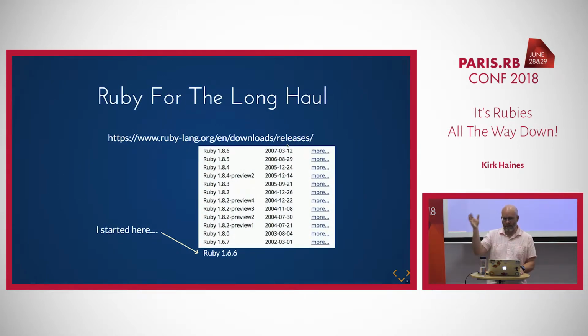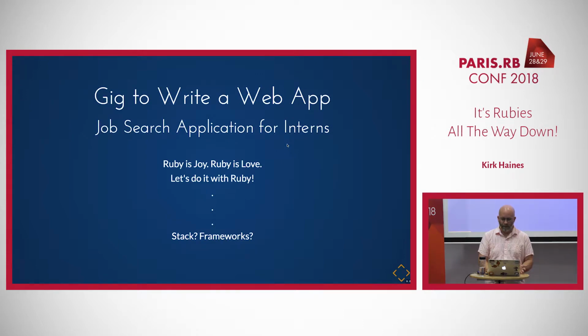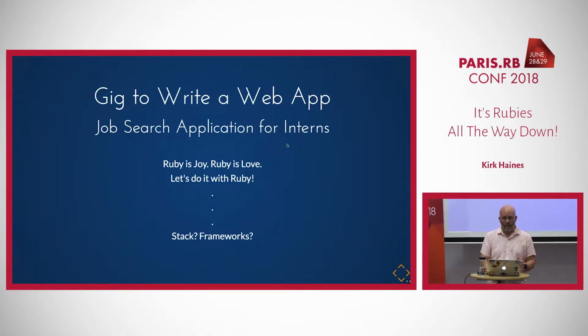So stepping back a little bit to the beginning, when I started with Ruby, I started in Ruby 1.6.6. And I came to it from Perl. And at that time in Perl, there was a lot of things for doing web development. When I came to Ruby, I really loved Ruby, and I wanted to use Ruby for my next web development gig. And so I got one in 2002.